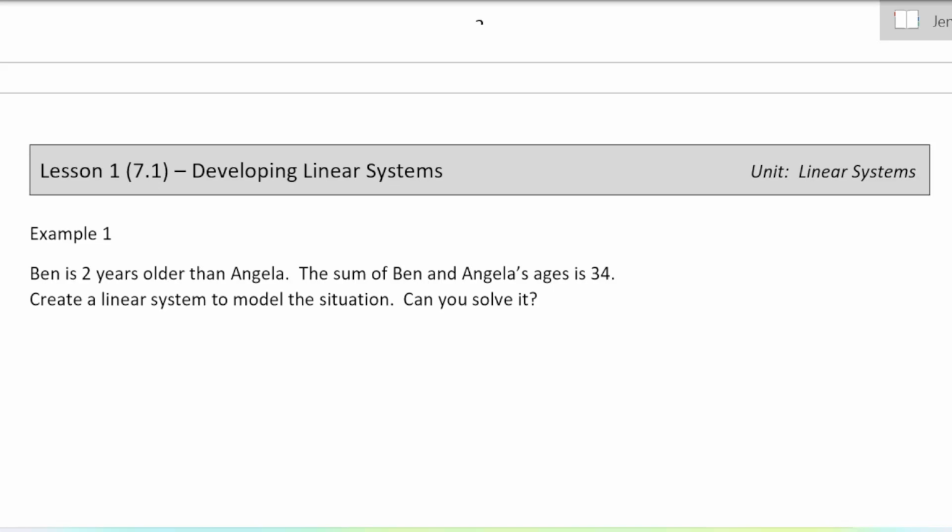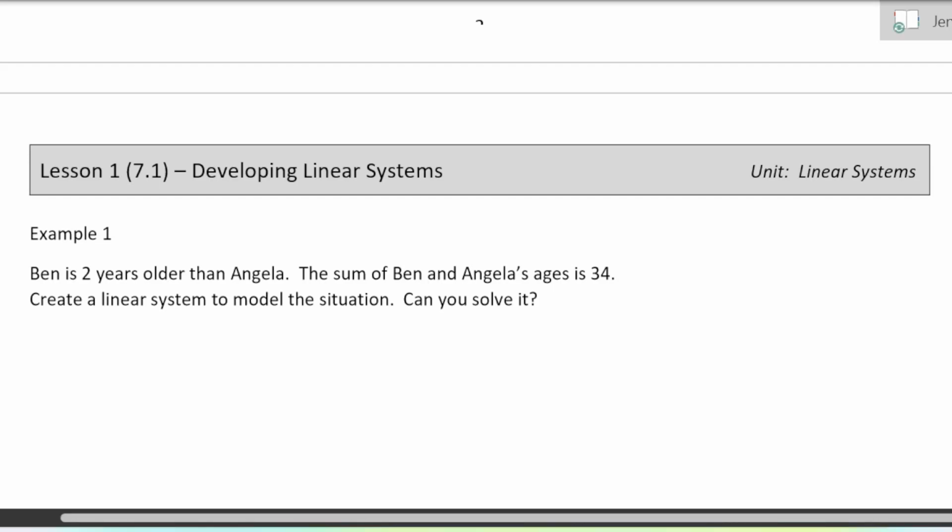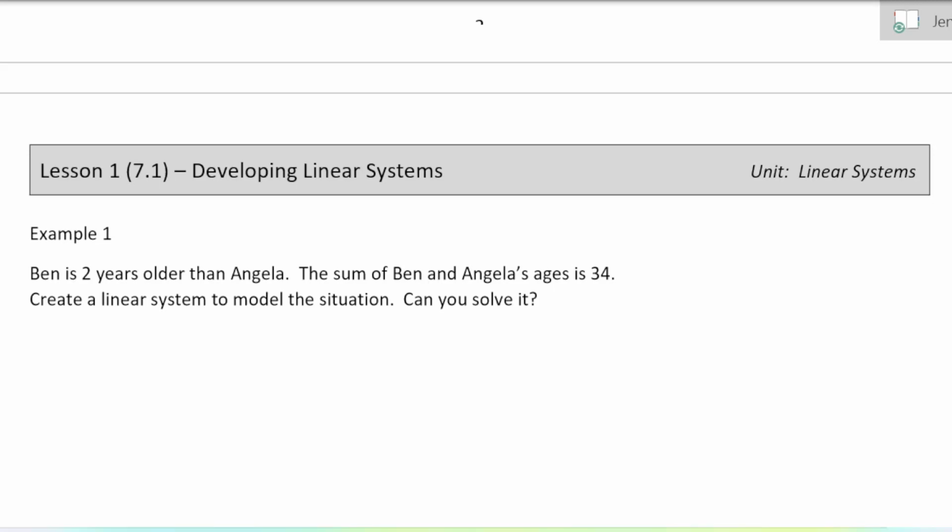Hey, this is lesson 1 from chapter 7. We are developing linear systems today. So this is just an introductory lesson. It's a little bit shorter than the other ones in this chapter, but it's just getting us used to the idea of what a linear system is and how to set one up before we start really diving into how we solve these things. So first, I'll just tell you what a linear system is.